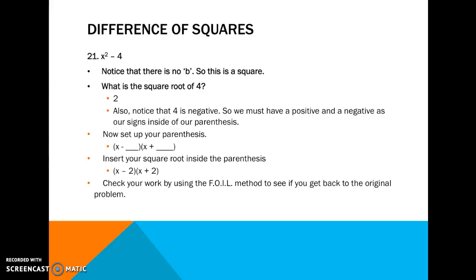We have x minus blank and x plus blank. We don't know what those two numbers are quite yet, but we do know that we're going to have one negative and one positive. Next, we're going to insert our square root inside the parentheses. The square root of 4 is 2, so x minus 2 times x plus 2 will get us x squared minus 4. In order to check and make sure we got the right answer, we can use our FOIL method to see if we get back to the original problem, that is x squared minus 4.